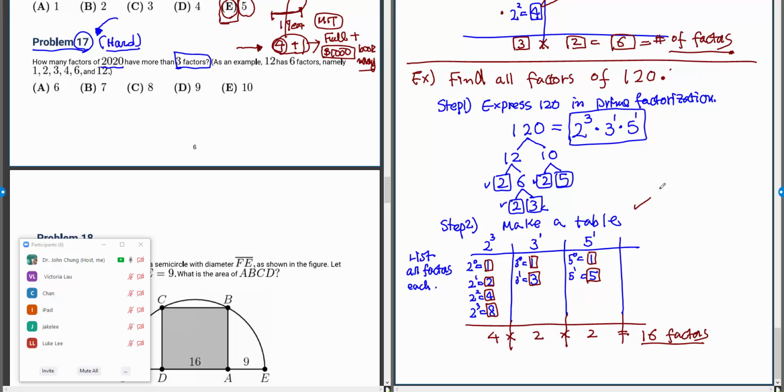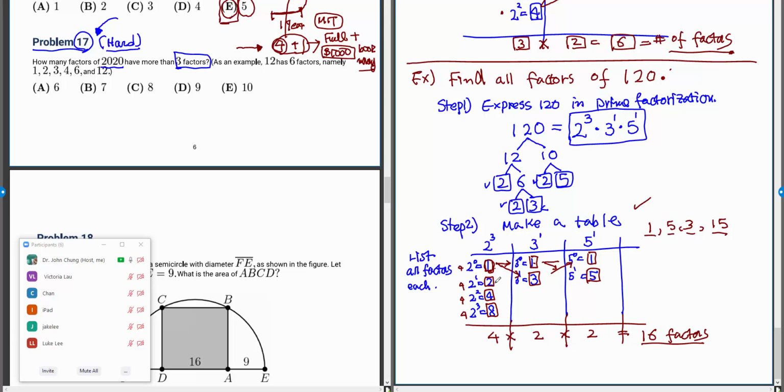How can you find the factors? You can use this one. From 1, 1 times 1 times 1, that is a factor, 1. The next one, 1 times 1 times 5, that is 5, a factor. The next one, 1 times 3 times 1, that is 3. The next, 1 times 3 times 5 is 15. Wow, each number generates 4 factors. This one also will generate 4 factors, this one 4 factors. Total is 16 factors.